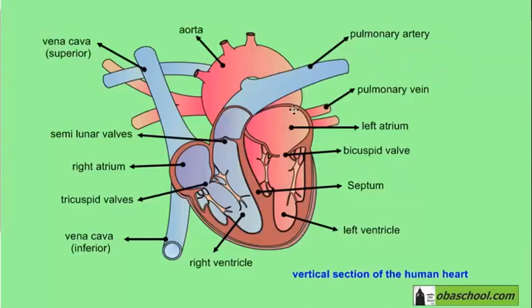The pulmonary artery carries it to the lungs, where gas exchange happens, and this deoxygenated blood turns into oxygenated blood and then comes back to the heart into the left atrium through the pulmonary vein, and we have the same cycle happening all over again. This is what we mean when we say it's a closed circuit.